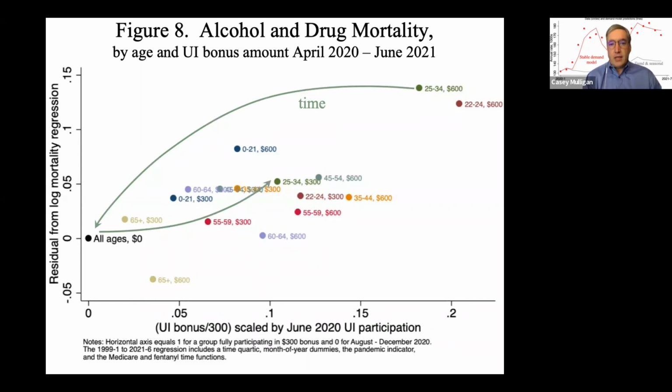The horizontal axis is the product of the statutory bonus amount, which is a national time series, and each group's UI participation rate, which is a cross-section variable. A 0.2, for example, means that either 10% of people were getting a $600 bonus or 20% of people were getting a $300 bonus. We see in this figure 8 that every age group has a U-shaped mortality series, except the elderly. And coincidentally, the elderly are the ones least exposed to UI.